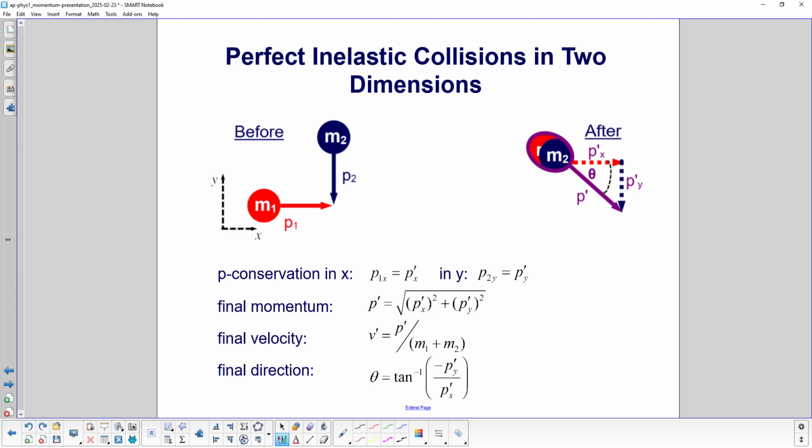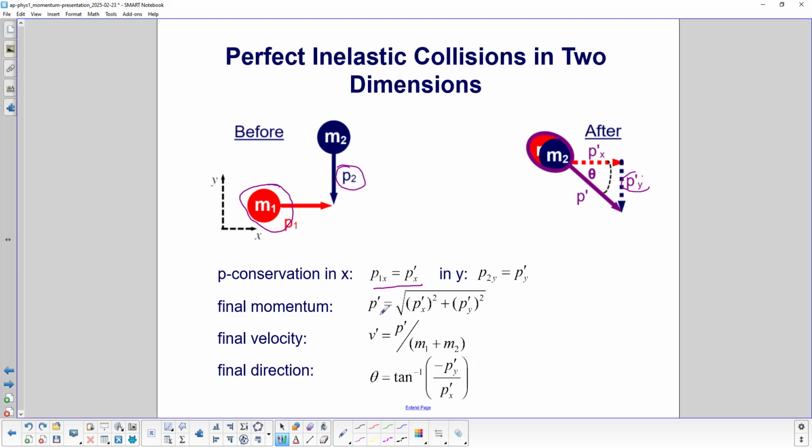Here are the equations we'll use. Momentum conservation in x is going to be P1x, and P2 doesn't have anything in the x direction. So P1x is going to equal P'x. In the y direction, P2y, which is this momentum over here, is equal to P'y over here.